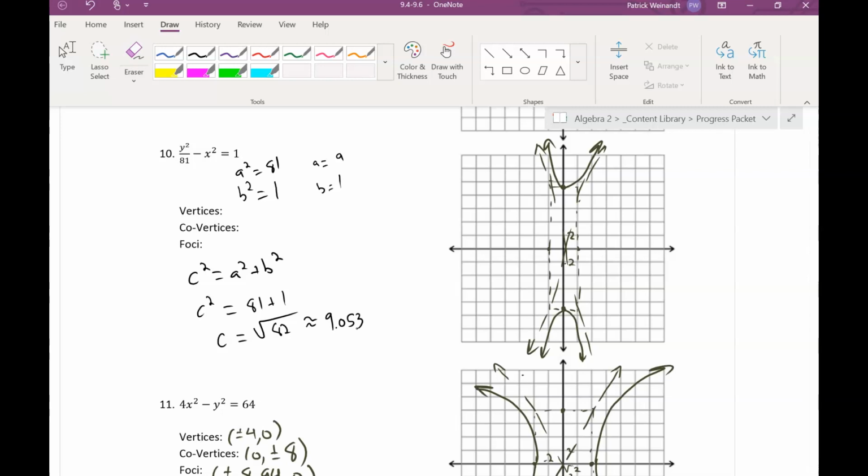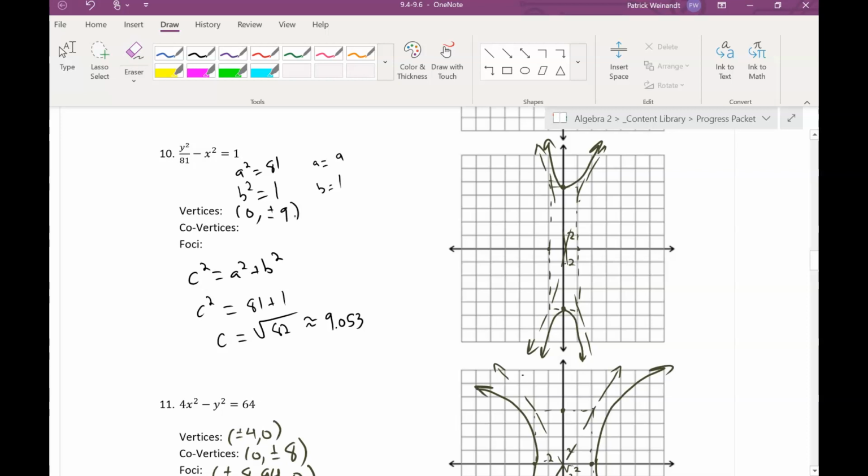Now, this is where you have to think a little bit. Since our a term is under the y squared, we are going to have a vertical axis here. Which means that our vertices, since they lie on the vertical axis and we haven't shifted our center anywhere, are going to be 0 and then plus or minus that a value. So plus or minus a is 9.